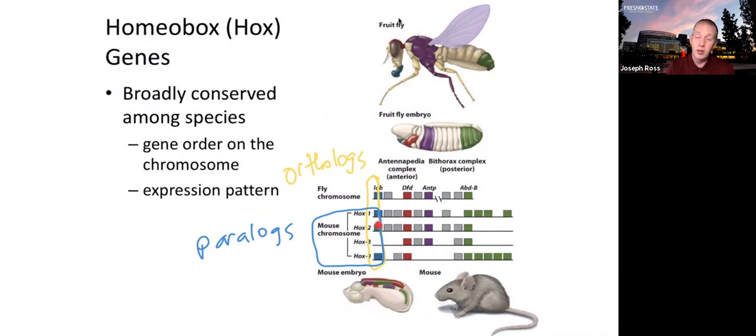The HOX2 cluster is also an ortholog. The HOX4 is also an ortholog. So between species, we call them orthologs. Within a species, these 3 are paralogs of each other. 1 and 2 are paralogs, 1 and 4 are paralogs, and 2 and 4 are paralogs.